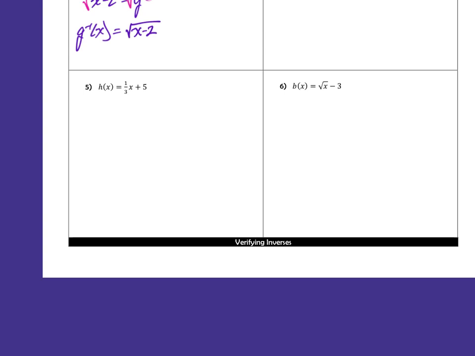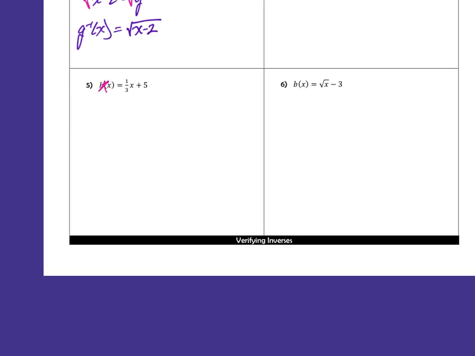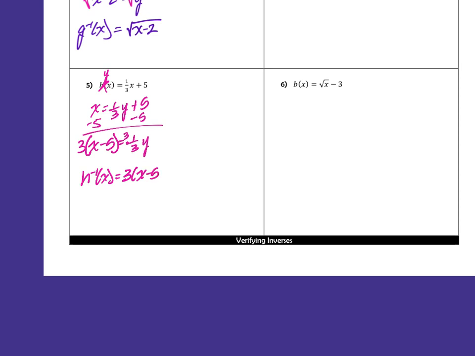Thanks, Mel. Switch the X and the Y, so this becomes a Y. And then I've got X equals 1/3 Y plus 5. So subtract 5. So I've got x minus 5 equals 1/3 y. So I'm going to multiply by 3, multiply by 3. So h inverse of x equals 3 times x minus 5.